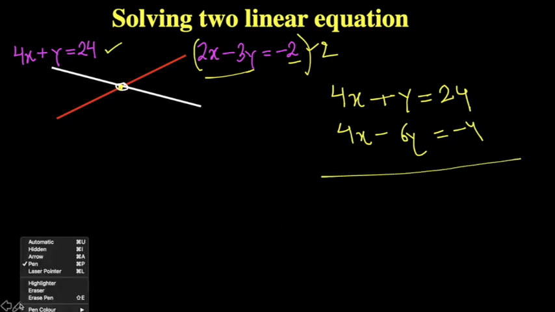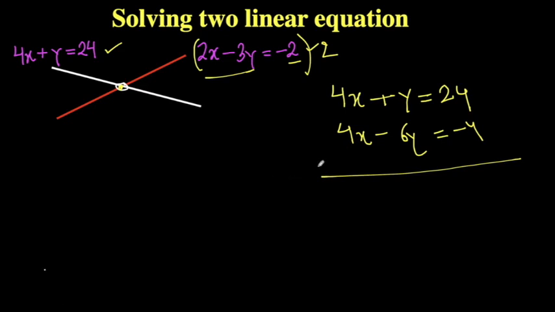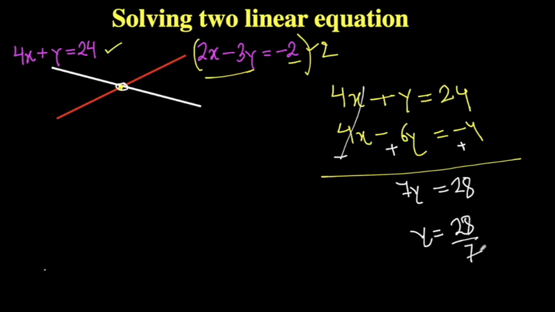Now what we will do, we have to subtract them. So basically subtracting is changing the sign. So this is positive, so it will become negative. This is negative, this will become positive, and this is positive, it will become negative. So 4x minus 4x will be cancelled out, and y plus 6y will become 7y. Okay, and 24 plus 4 is 28. So now your y is 28 over 7, and if you solve this, you will get y equal to 4.